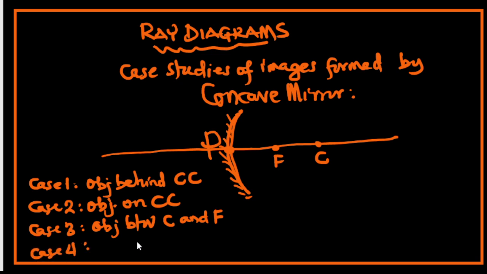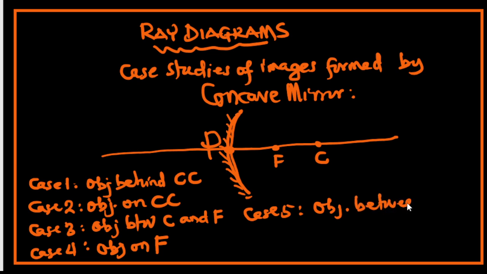Case 4, object on principal focus, that is object sitting on F. Case 5, object between pole P and the principal focus. So meaning the object is within the focal plane of the mirror.